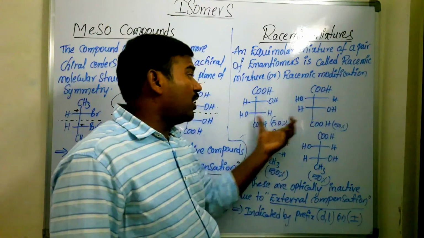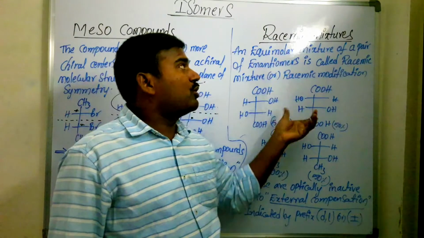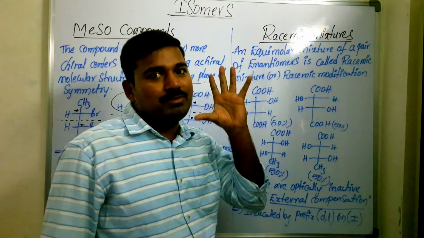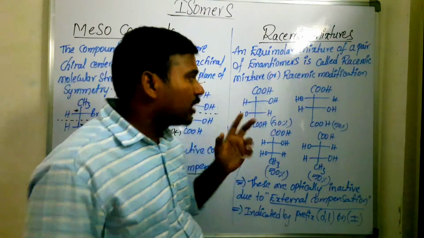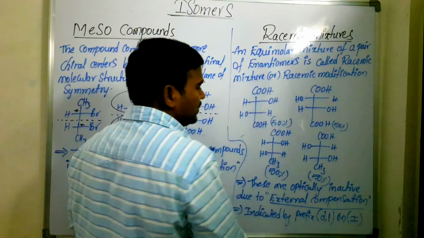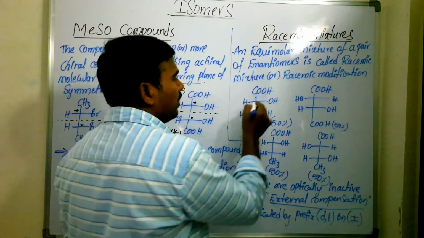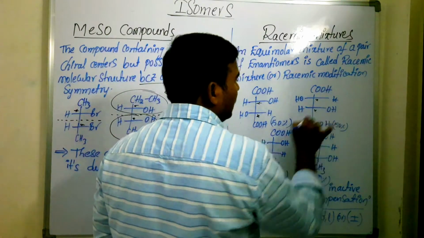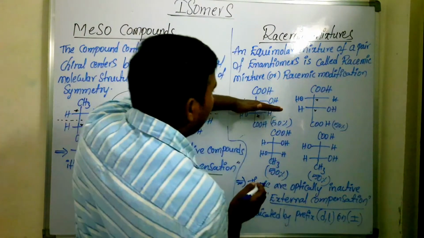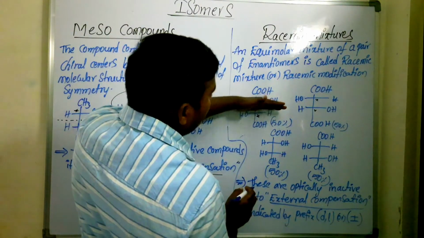So an equimolar mixture of two enantiomers is taken as a racemic mixture. It is also called racemic modification. Now you see here, this compound is there. It is an optically active compound which has chiral carbons, and it is not having any plane of symmetry. Is there any plane of symmetry? By cutting this molecule, are we getting equal parts?